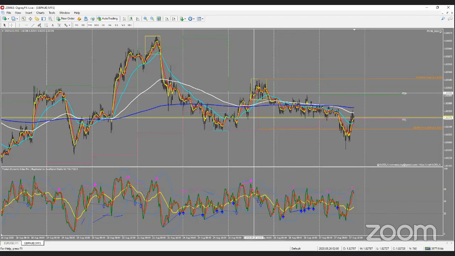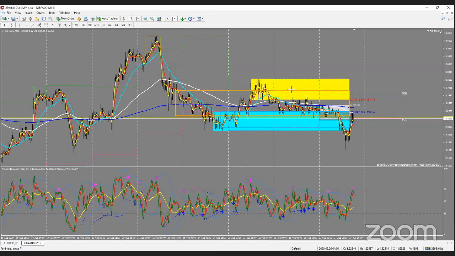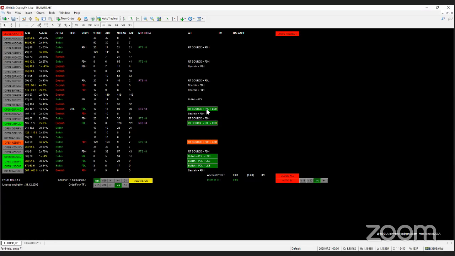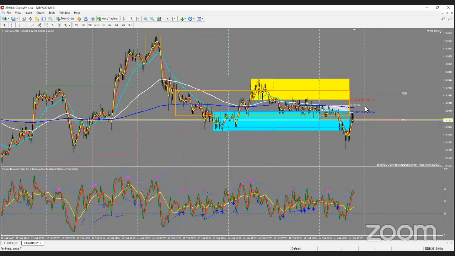Oh, sorry, this is a bearish source. I was looking at the bullish source. Here we go. So it's a bearish source. Okay, now I have to reevaluate what that signal was. It's a return to source plus PDL plus LSB, but it's telling us that it's a bearish source. This is a new update that we just added. The return to source that we just got was a return to source of the demand zone down here on the H4.